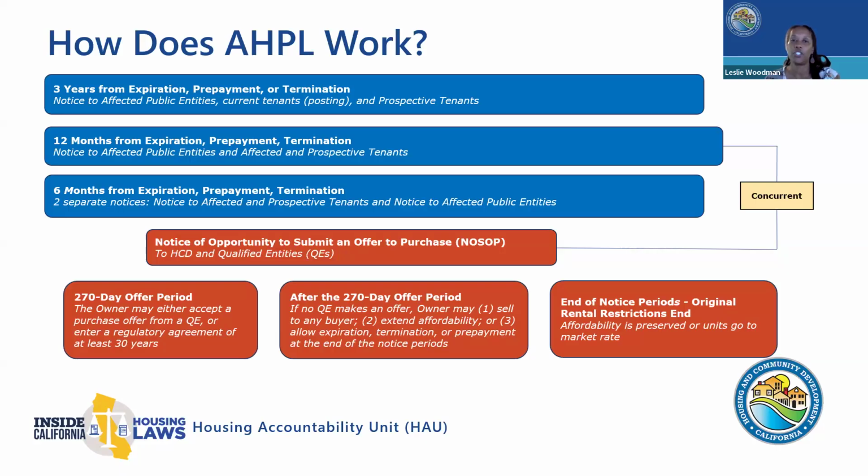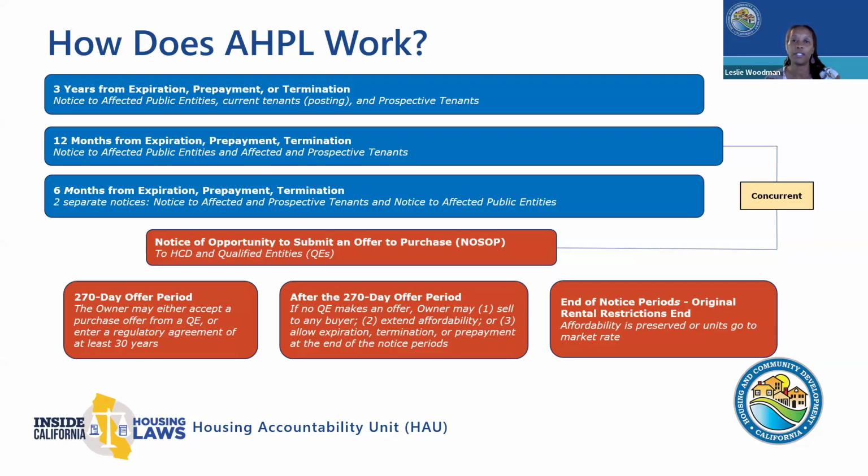So once the NOSOP is issued, it begins a 270-day offer period, during which time owners may receive a bona fide offer from a qualified entity. If an owner receives one or more offers, then the owner must notify HCD within 90 days and either accept the offer from the qualified entity subject to the valuation process and execute a purchase agreement, or record a new agreement with a term of at least 30 years that meets certain criteria outlined in APPLE.